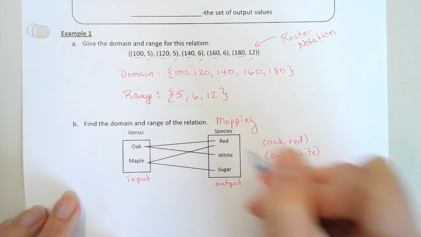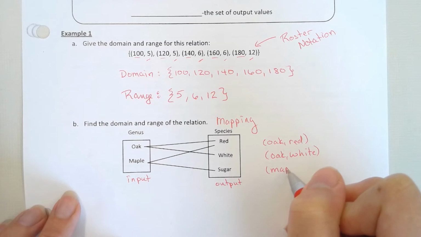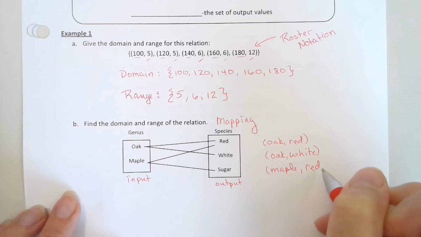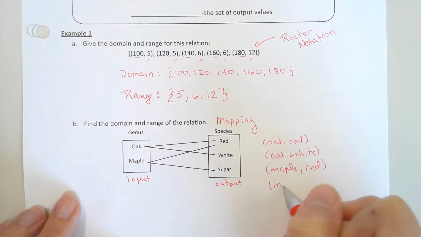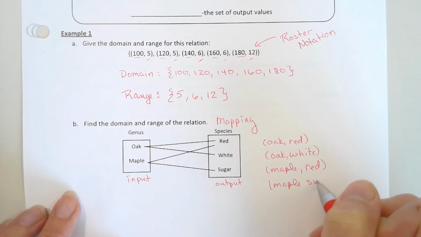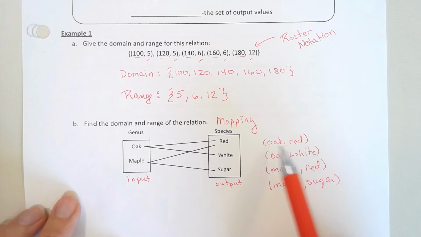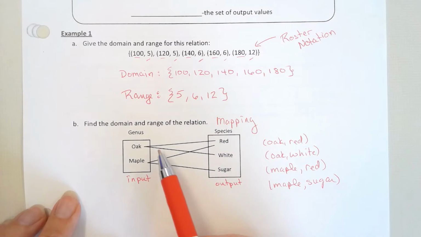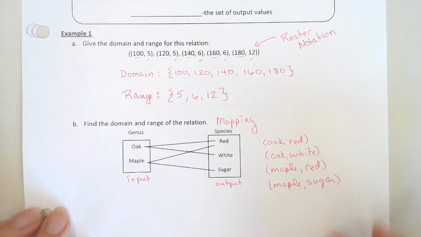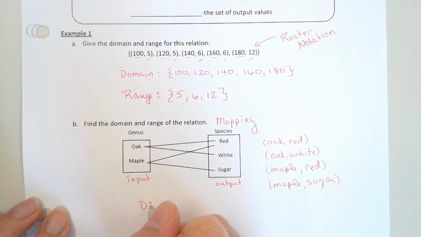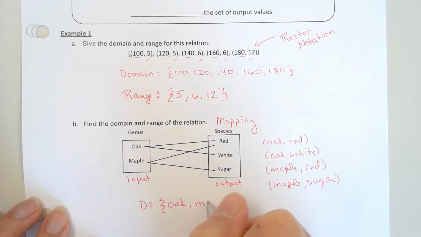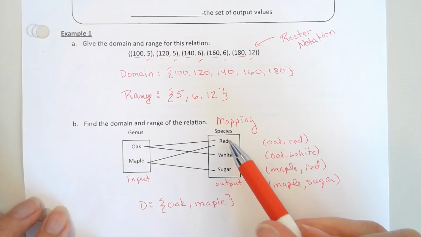And we'd have maple that maps to red, and we have maple that maps to sugar. So we have 4 ordered pairs here. We can transfer these ordered pairs from our mapping. But we want to talk about the domain and the range. The domain here are the oak and the maple genus options. And that's it. And the range are your species.